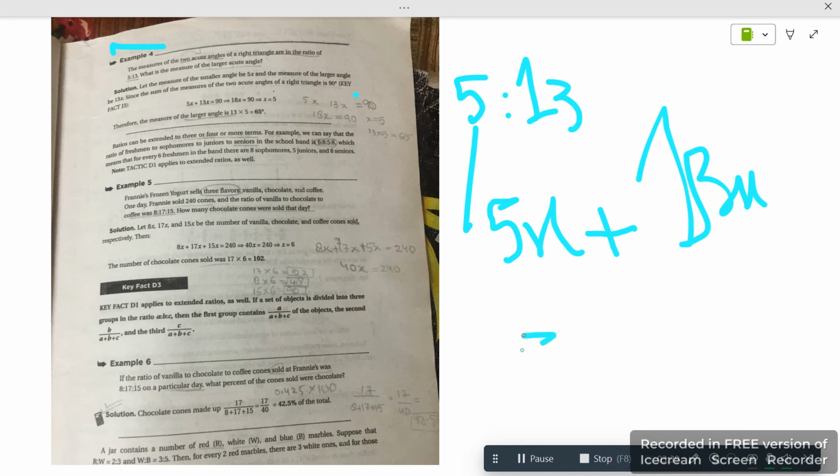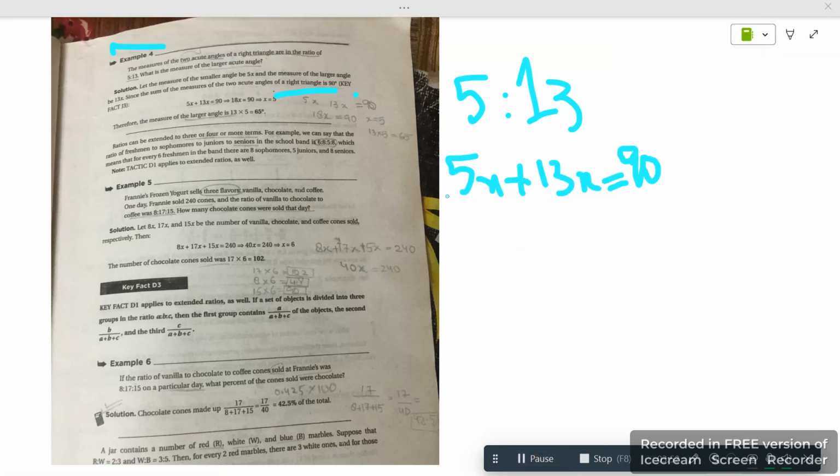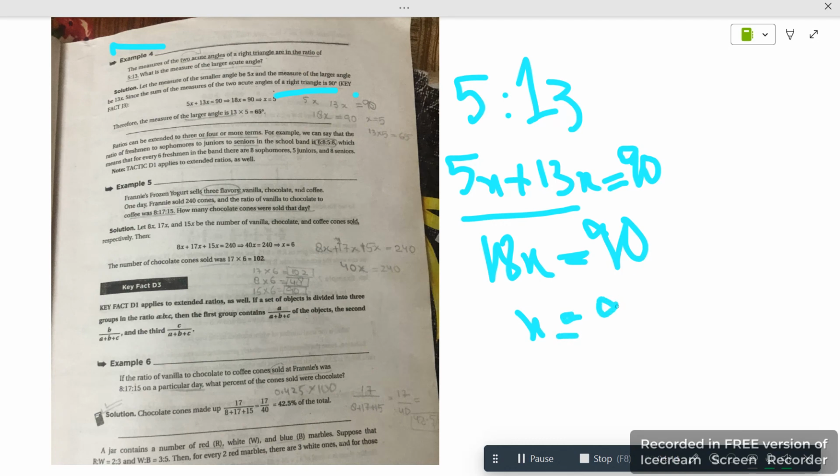Then when you add these, since it is a right angle, it means 90 degrees. So this would be the equation: 5x plus 13x, and when you add these both, you get 18x equal to 90. The x which is multiplying here goes to the other side and is divided, so x equals 90 divided by 18, and when we divide these both, x equals 5.